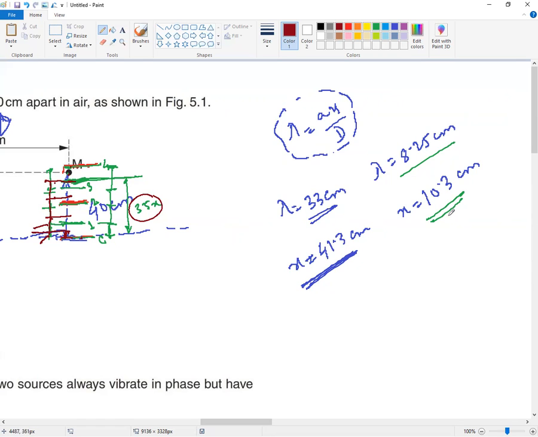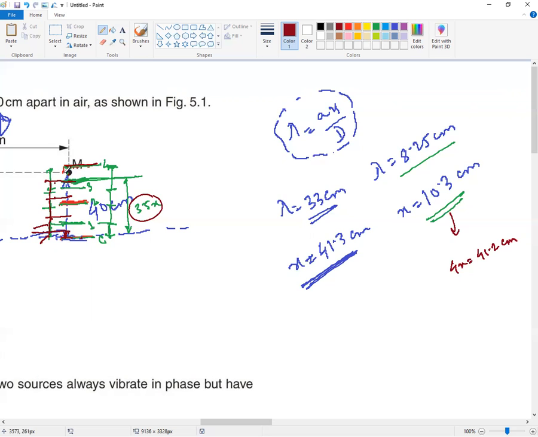Yes, for x equals 10.3, our 4x came out to be how much? 41.2, right? 41.2 centimeter. So the fourth maxima is above the microphone position. Do you understand what I'm saying?